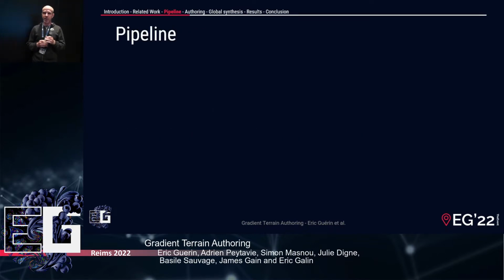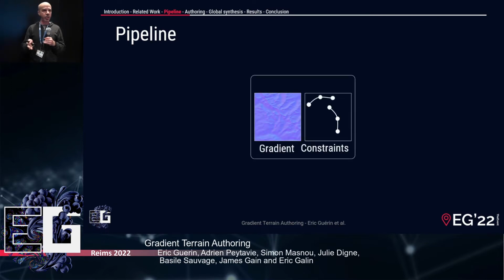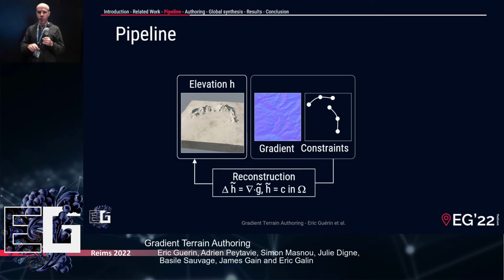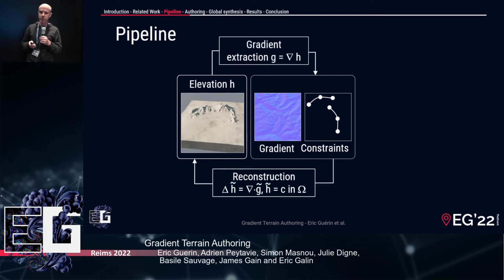So let's go for the pipeline and the framework, the formalism of the method. The gradient of the elevation is central to our framework. The gradient combined with constraints implicitly defines the model. The elevation can be obtained by reconstruction, by solving a Poisson equation. Conversely, the gradient can be computed directly from the elevation. This dual representation allows us to utilize both standard algorithms operating in the elevation and gradient domain methods.